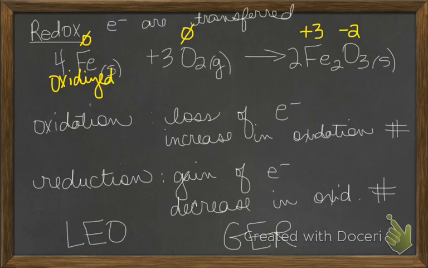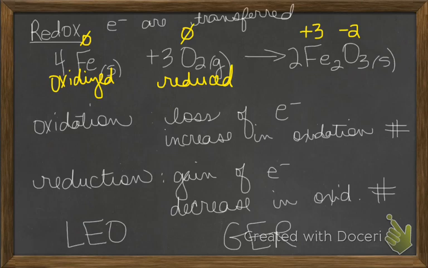Now, oxygen started out at 0, and on the product side, it was -2. From 0 to -2, that went down. Therefore, oxygen was reduced. So in this example, we have one thing being oxidized and something else being reduced. Like I said, those always come in pairs. If you have one, you have to have the other. Now, how did I know those numbers? Where did I get the 0s and the 3s and the 2s?